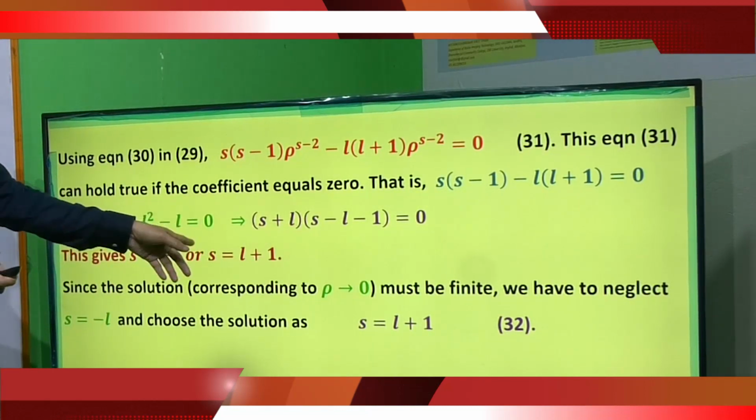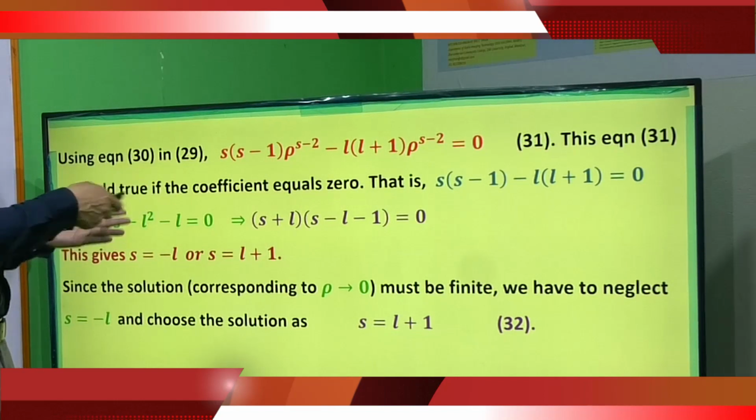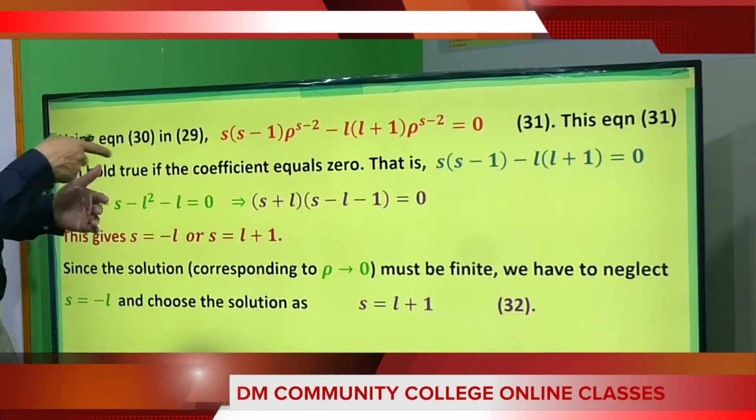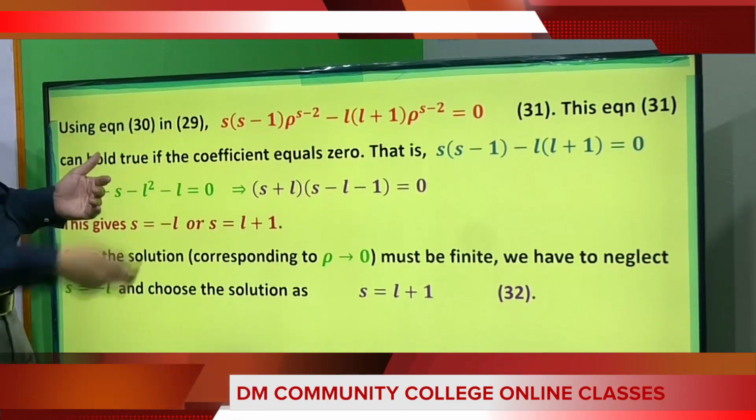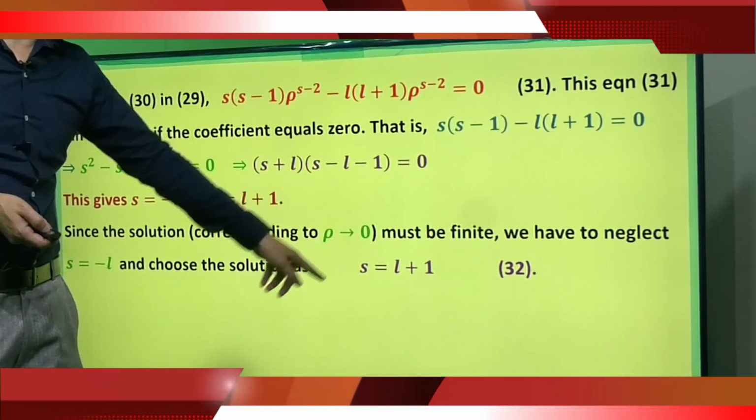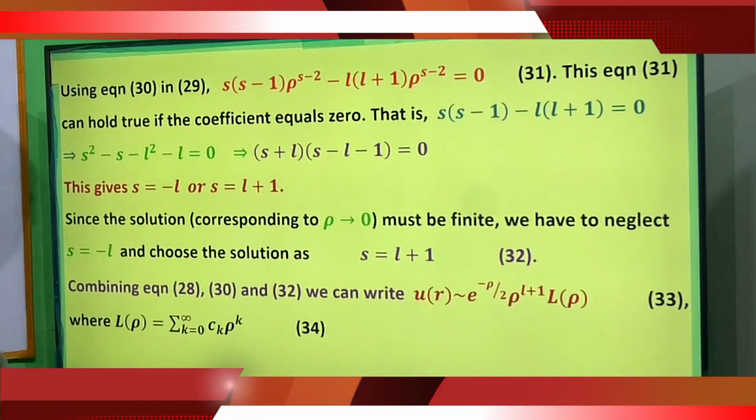Again, we check it for rho to the power s, and when s is equal to L plus 1, it means rho to the power L plus 1, and that will be a finite number. So we have to accept this as the solution. S is equal to L plus 1 is the solution.